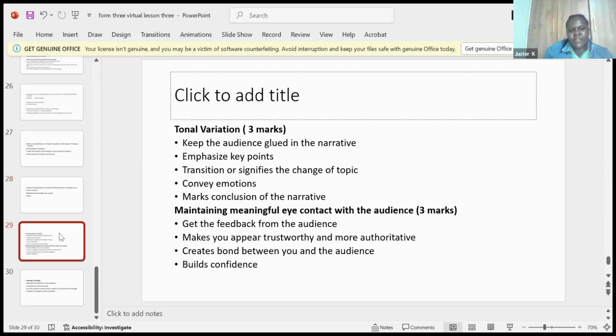Now, maintaining meaningful eye contact with the audience, it is so that you can get feedback. I'm now giving you the answers here. It is so that you can be able to get feedback from them. If you're looking at the audience, you are able to tell whether they are interested. You can tell from their facial expressions whether what you're telling them interests them, whether they are happy with what they're hearing, whether they look bored. So you maintain eye contact.